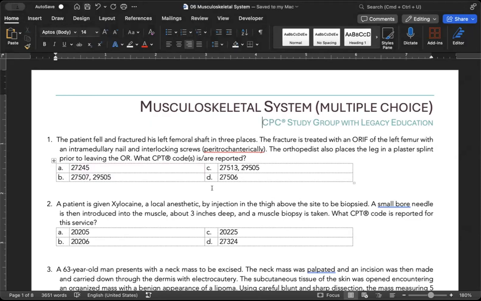With this one, we first need to look at ORIF. Do we know what that abbreviation stands for? It's an open reduction with internal fixation. So let's do this one by process of elimination. We've got two that have 29505. Let's go look at 29505.